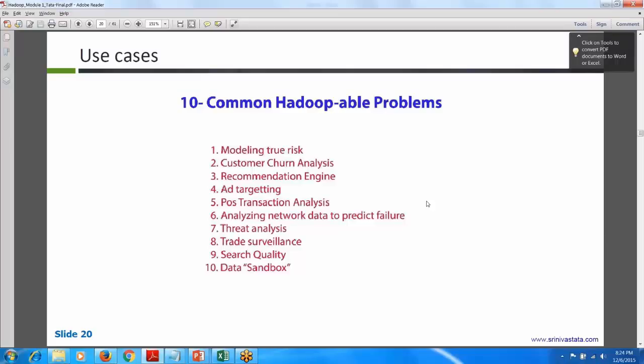And the next one is analyzing network data to predict failure. Yesterday we discussed this. And the next one is threat analysis. Spams and viruses come into threat analysis. And the next one is trade surveillance.